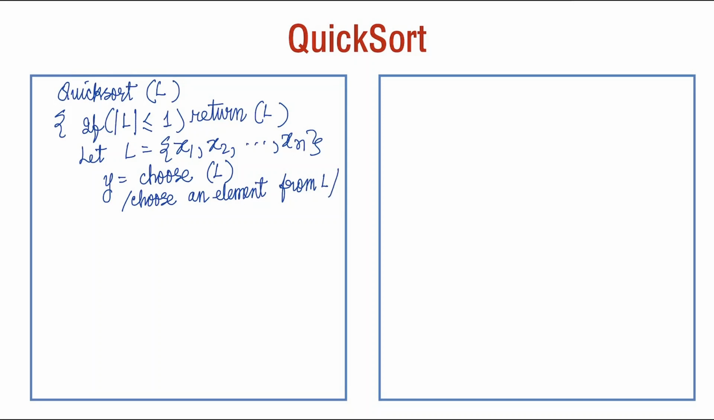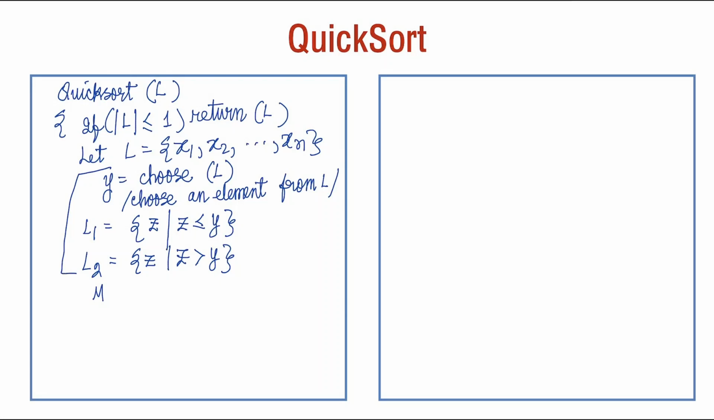Then we create two more lists, L1 and L2. We create a set of all elements Z such that Z is less than or equal to Y. The second set we create is the set of all elements Z such that Z is greater than Y. So we have now bifurcated it based on the value of Y. This is our decomposition step, which consists of these three parts.